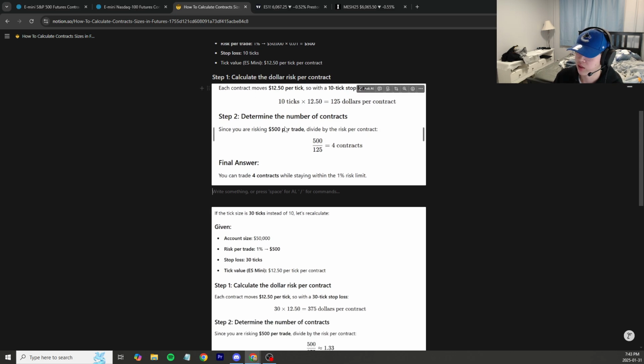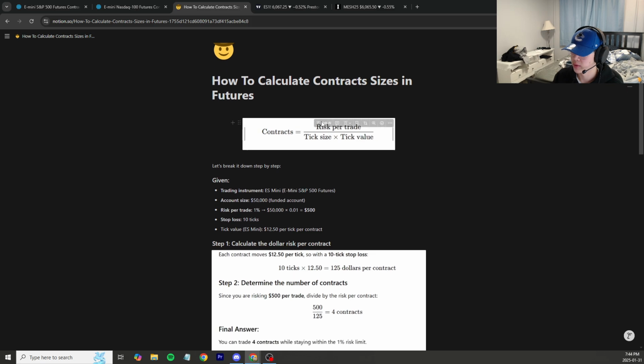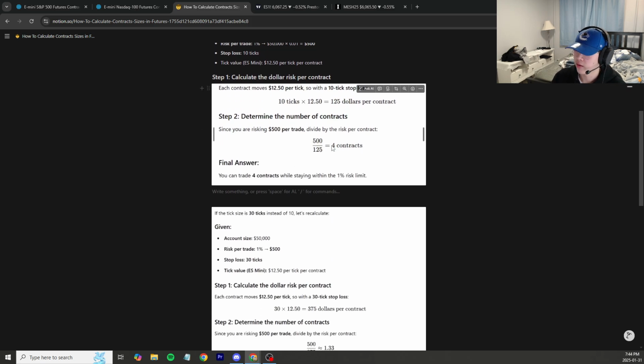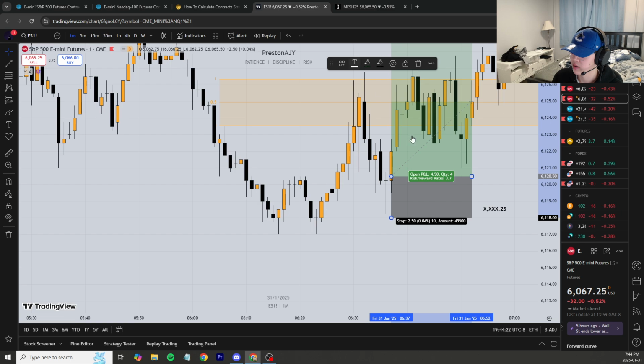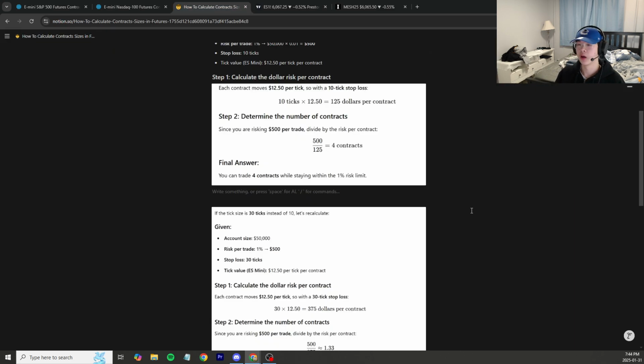All right. So now we got to determine the number of contracts, right? This is simple math. Since you're risking $500 per trade, like I said, that's what I want to risk. All you got to do is 500 divided by the dollars per contract, which is 125. And that's literally simple math. It's going to be 4 contracts because every contract is going to equal 125. So I want to be using 4 contracts to risk only 1% if price hits my stop loss. All right. Simple.